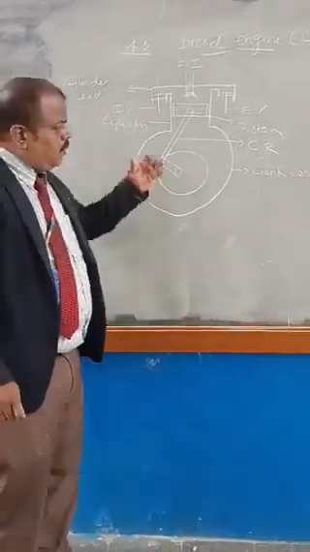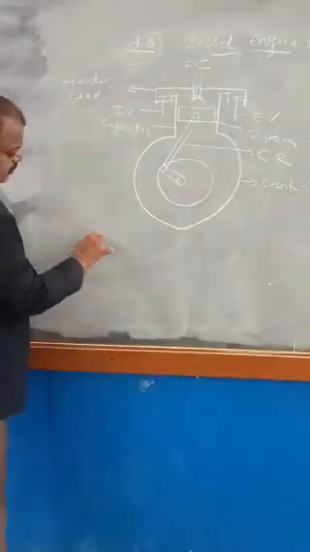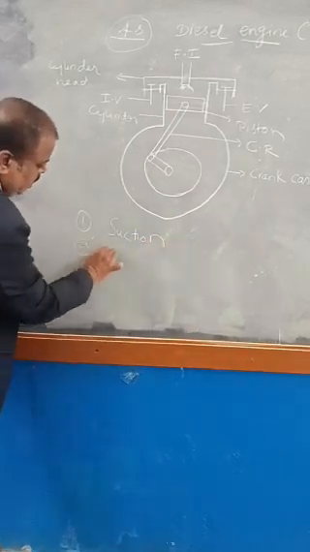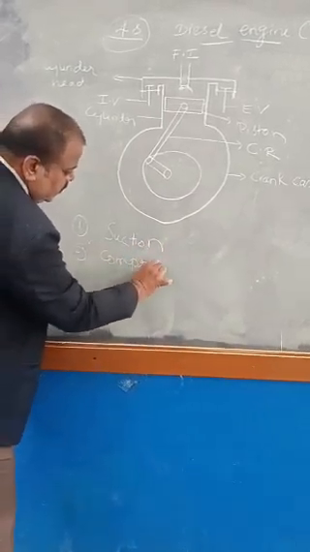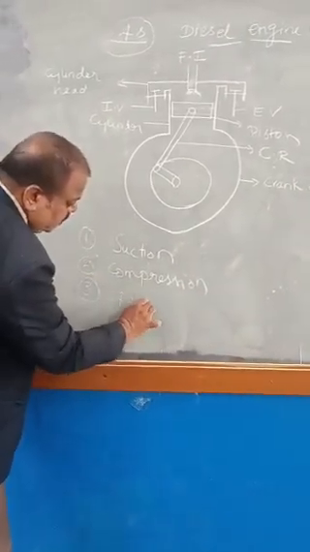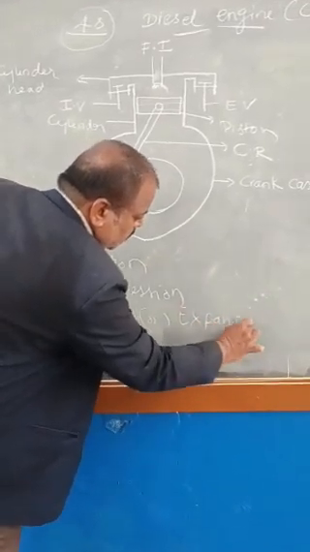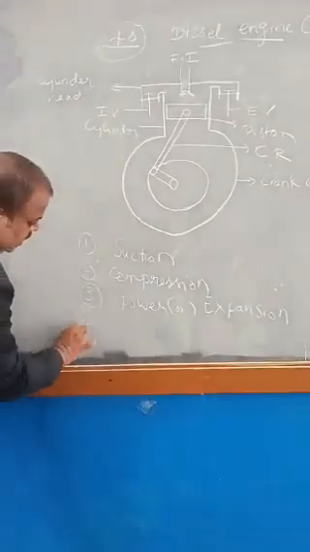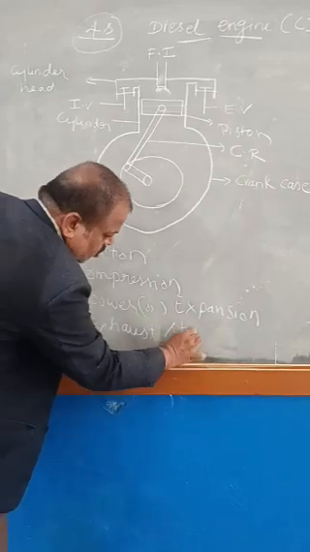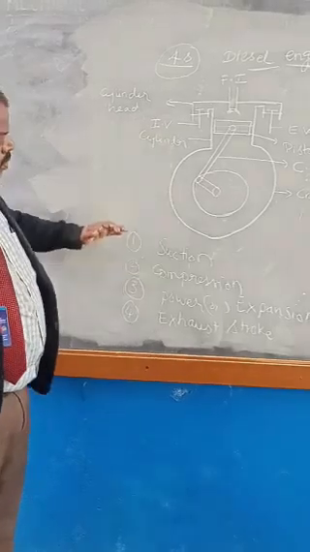Well, coming to the working principle, we are having a four-stroke cycle. So what are these four strokes? The first one is nothing but suction. The second one is compression. The third stroke is nothing but the power stroke or expansion. And the fourth one is the exhaust stroke. So these are all the four strokes of a diesel engine.